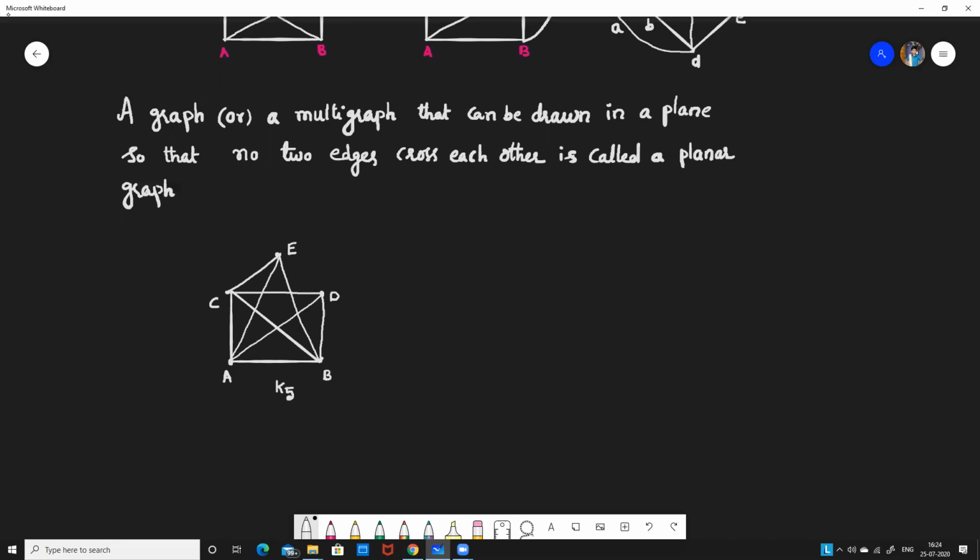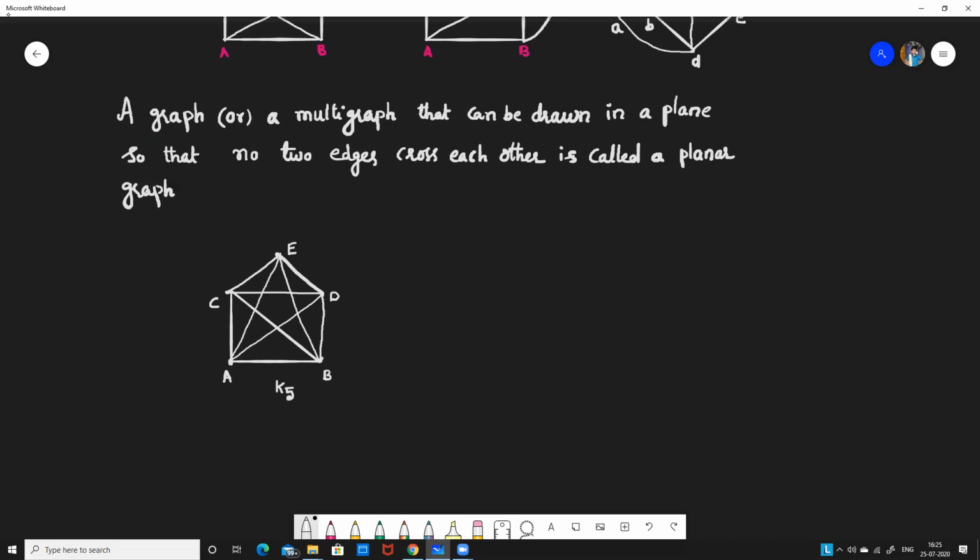Okay. Similarly, D to E also completed. This is a graph which is K5 graph. Now this graph is always non-planar. We cannot draw this graph such that no two edges cross with each other. So therefore, this graph is always a non-planar graph.